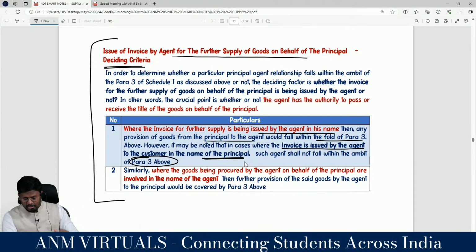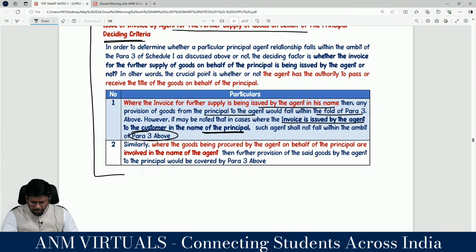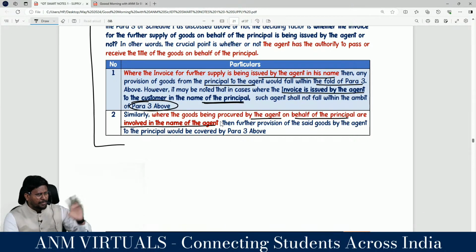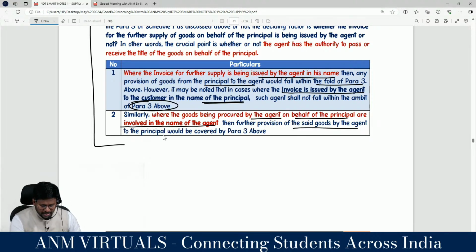ஏஜென்ட். ஹலோ சார். Sir, similarly when the goods being procured by the agent on behalf of the principal are invoiced in the name of the agent, அவன் பர்ச்சேஸ் பண்ணும்போது யார் பேர்ல பில் போட கூடாது, யார் பேர்ல பில் போடணும். சார் அது எப்படி சார், பர்ச்சேஸ் பண்றதே பிரின்சிபலுக்கு தானே, பின்ன எப்படி சார் பிரின்சிபல் பேர்ல பில் போடுவாங்க, ஏஜென்ட் பேர்ல. அதனாலதான் ஏஜென்ட். அப்பதான் para 3 ல சொன்ன ஏஜென்ட் ஆகும். Then further provision of said goods by the agent to the principal would be covered by para 3 above.